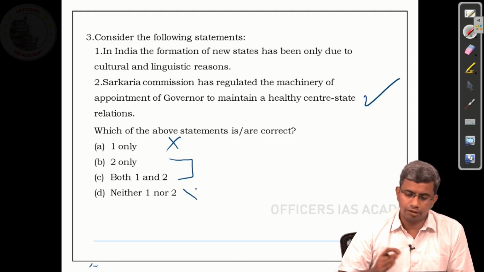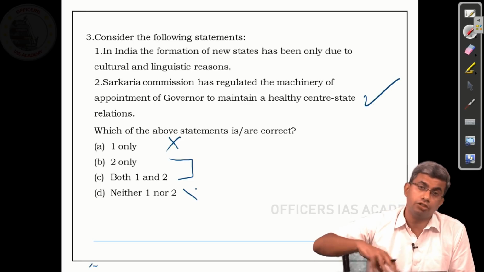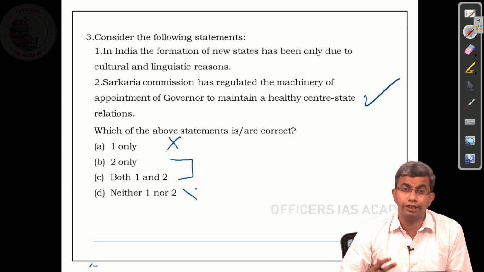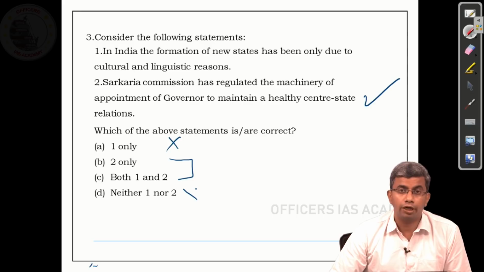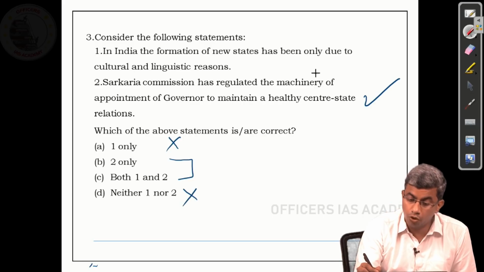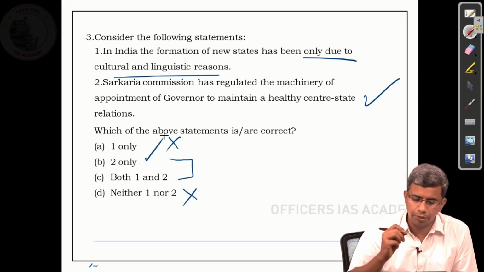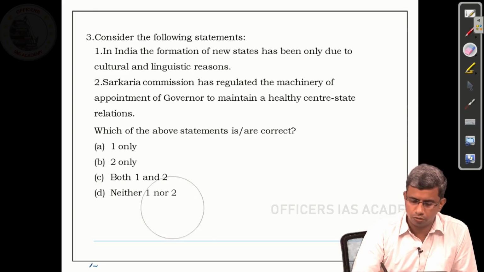So to that extent, the conversion of union territories into new states, be it Arunachal Pradesh or be it Mizoram, be it Goa, all these are also new states that have been formed in the Indian Union because they were earlier union territories. So if it says only due to these factors, then that's not a right answer. So the correct answer is B, 2 only, right? So moving on to the next question.